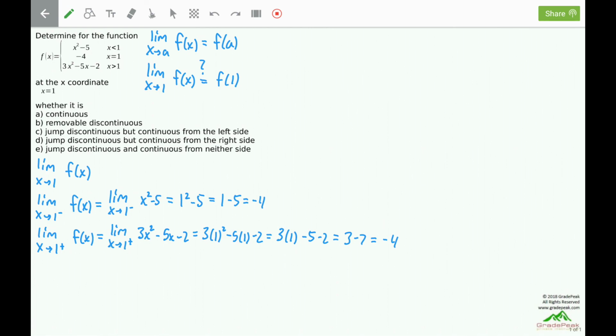To determine the two-sided limit, we will compare the results of the one-sided limits. Here they are, and they match. They're both negative 4. Therefore, the two-sided limit is that same value. It's a negative 4.